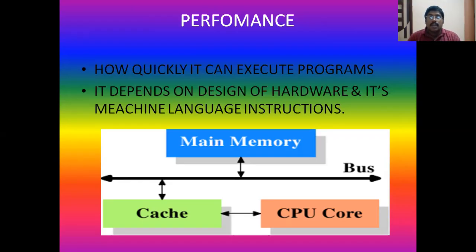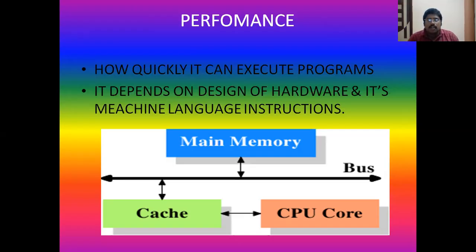So the main advantage of i5 compared to i3 is, the first feature is its speed. Here also performance mostly depends on how quickly it can execute programs and how fast it gives the response. That is the main feature of performance. Now, on what factors is this performance dependent? What are the factors that help in improving the performance?